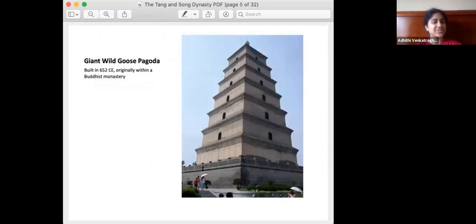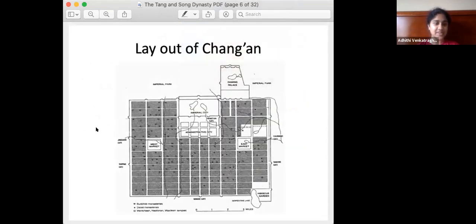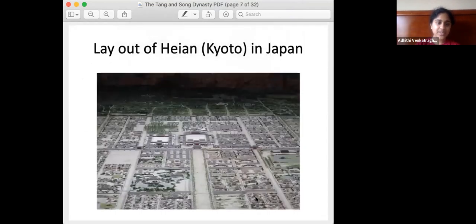This is a picture you can take a look at of the Giant Wild Goose Pagoda, built in 652 CE. It was originally within a Buddhist monastery, an example of ancient architecture. And this was the layout of the city. You can see they've got the imperial city, the administrative city, palace, market, garden, and the gates on the outside. This is the layout of Kyoto in Japan.